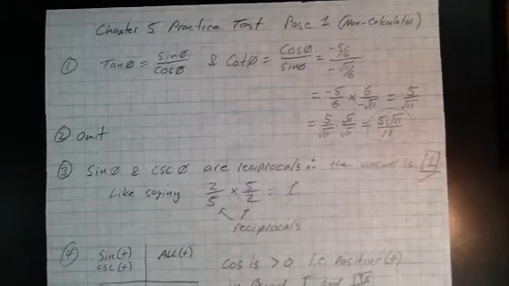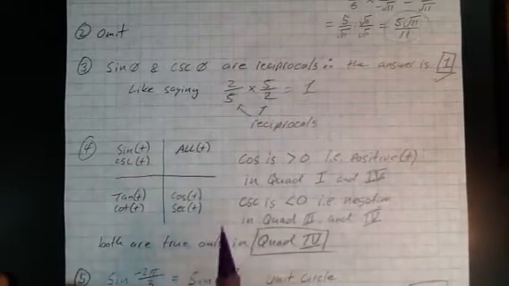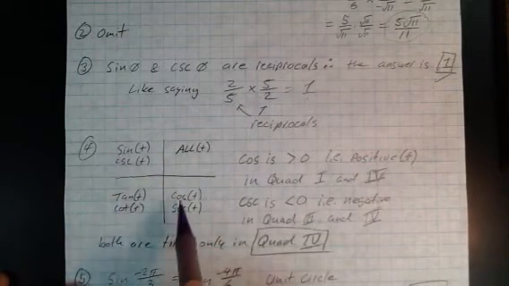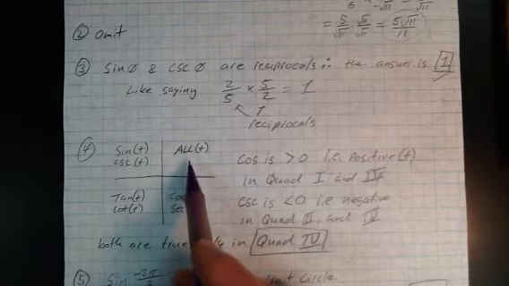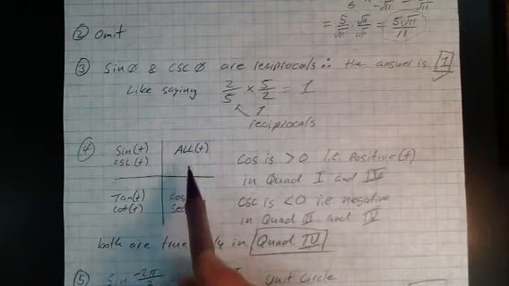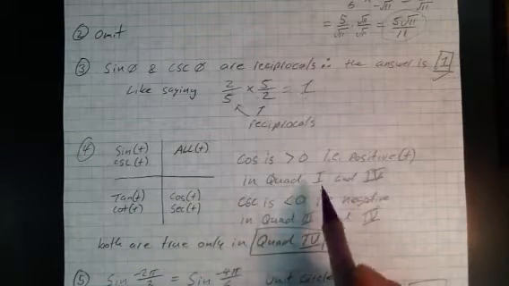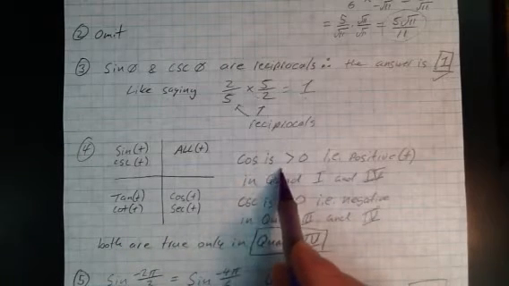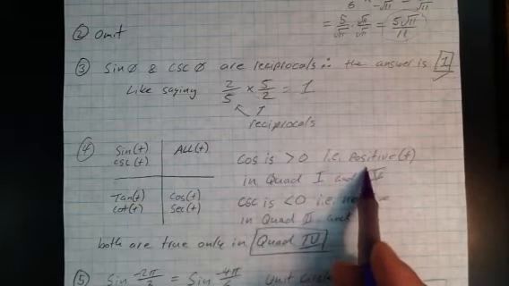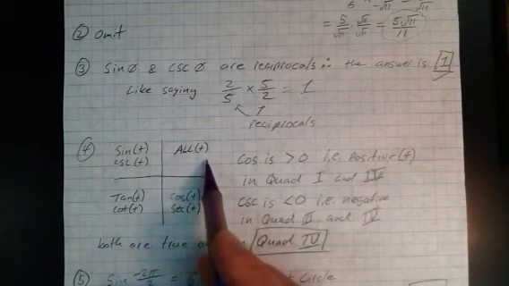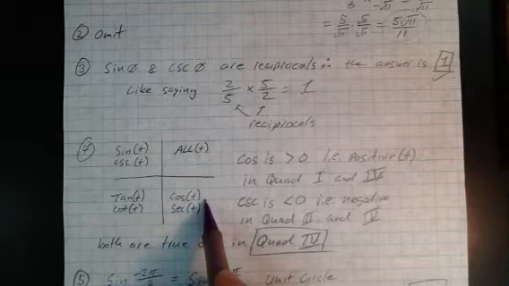Number 4, we need to remember the smart trig class. This tells us where the trig functions are positive and where the trig functions are negative. All right, we're given two pieces of information. Cosine is greater than 0. That means it's positive. Well, where does that happen? Quadrant 1, quadrant 4.